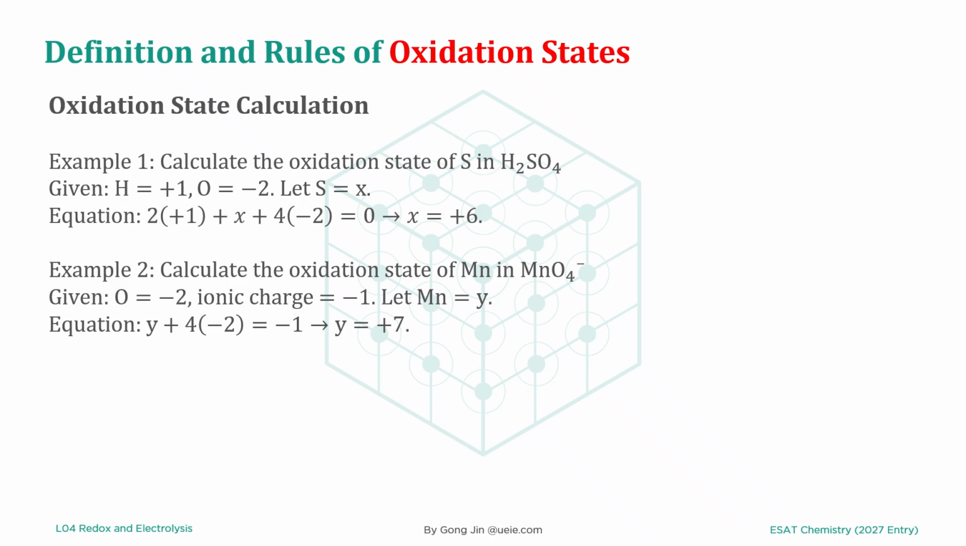Next, the permanganate ion. Oxygen is -2, and the overall charge of the ion is -1. So we set up the equation, and the calculations show manganese is +7.